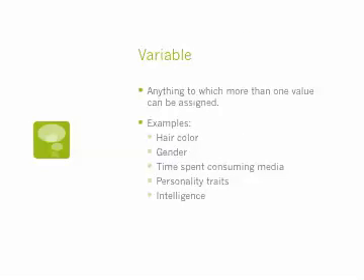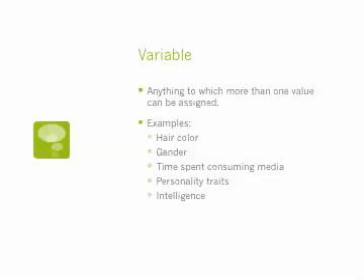All right. In addition, variables are what we're interested in measuring. Variables can be anything to which more than one value can be assigned. So, for example, hair color is a variable. There are many different values of hair color, right? Blonde is a value of hair color, brown is a value of hair color, red, etc. So you can have different values there. Gender is a variable, right? There are basically two genders, right?